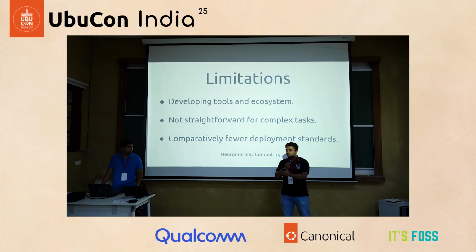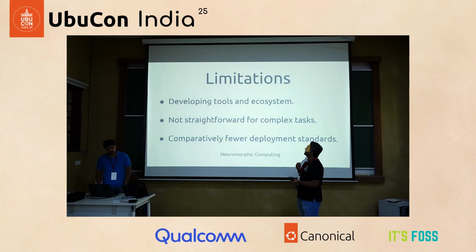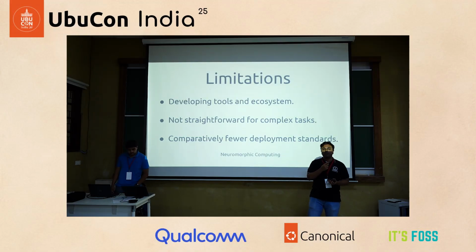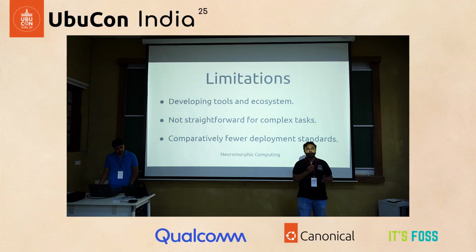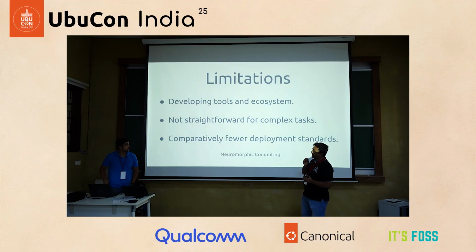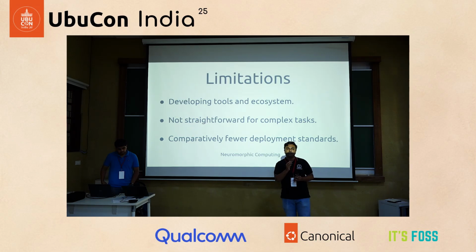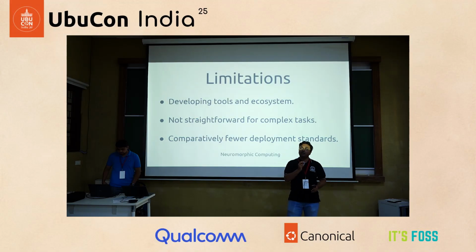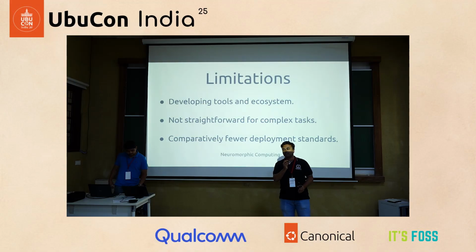So again, we've talked about the advantages, and nothing has advantages without limitations. So, what are the limitations in neuromorphic computing? First of all, it is a very developing field, and the ecosystem and the tools are all still developing. A lot of people would not have heard about it, and the support will be very less for neuromorphic computing. And for complex tasks, building such networks and training them is not straightforward. It's a slightly difficult task to do. As of now, we do not have the tools to do it for very complex tasks.